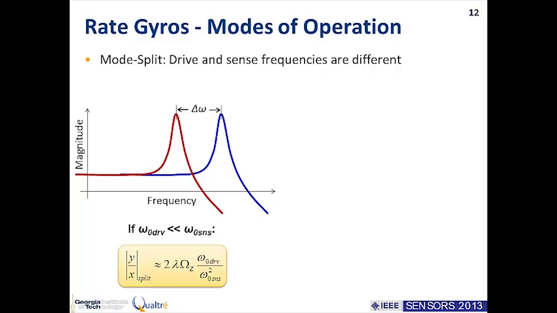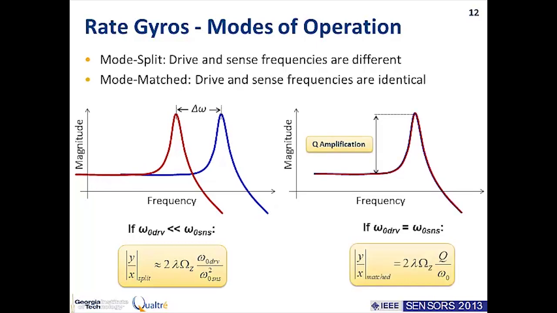So what this basically tells us is that if we want to have more energy transferred from our drive to our sense, we need to make this value of omega sense as small as possible. And we will talk about how we can do this.